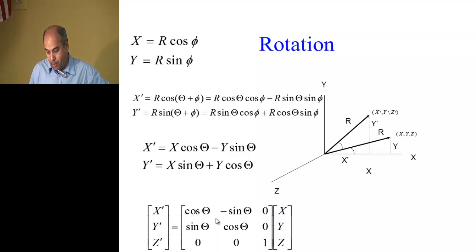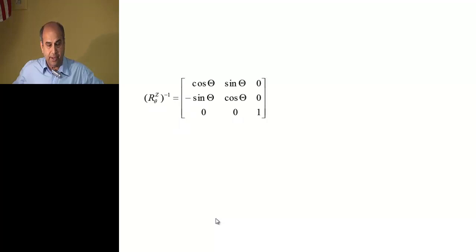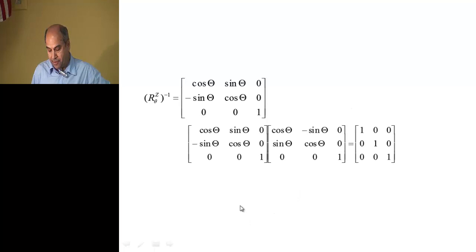Now the other thing is the inverse of the rotation matrix, and this is the inverse of the rotation matrix around the z-axis by angle theta. You will notice that the inverse of a rotation matrix is very easy, just a transpose. If you take this matrix shown here and transpose it, which means take the rows and make them columns, this becomes cos theta, sine theta, 0, which is here. This row becomes this column, and similarly this row becomes this column.